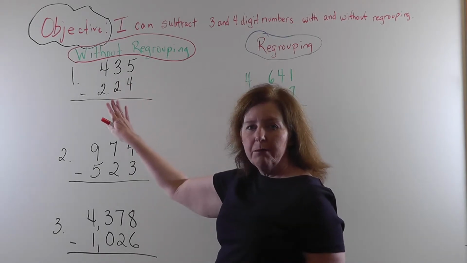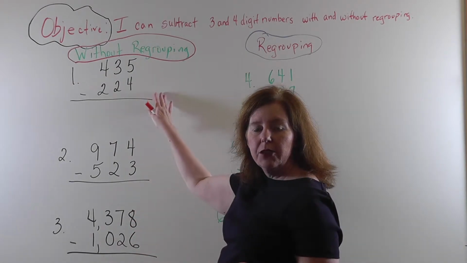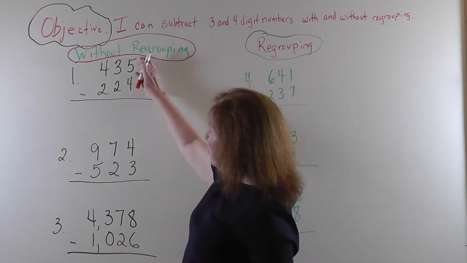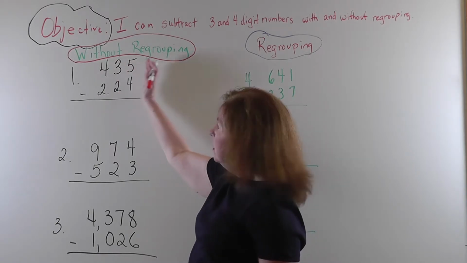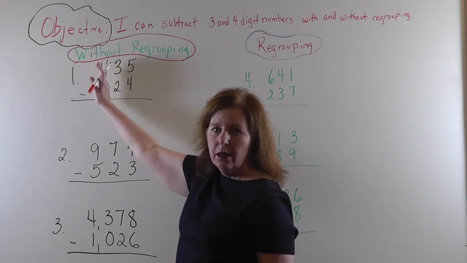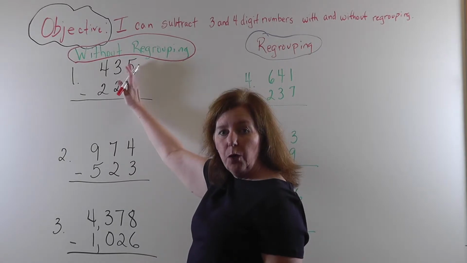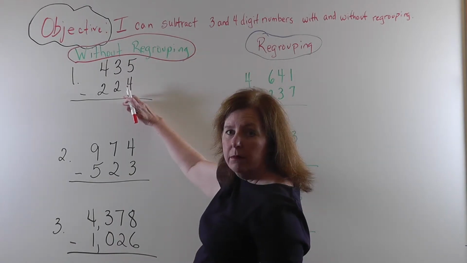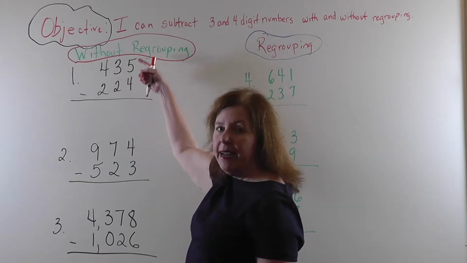Okay, my first problem, now these are going to be without regrouping. I'm going to show you how to subtract a 3 digit and a 4 digit number without regrouping. Okay, now when you subtract, you always start subtracting in your ones place. Then you have your tens place, then you have your hundreds place. You always start subtracting on the right, all the way to the right, in your ones place. And you subtract from top to bottom. Do not subtract from the bottom to the top, never.